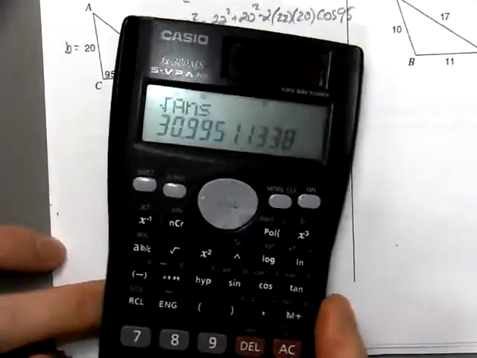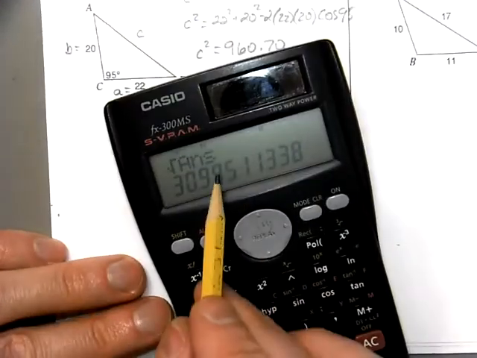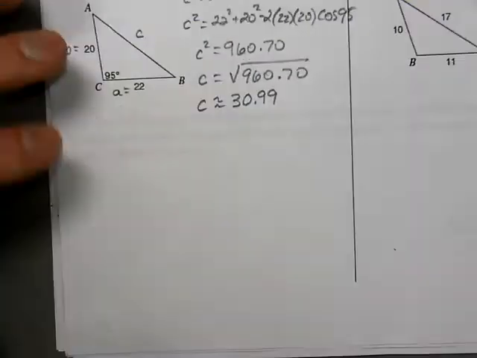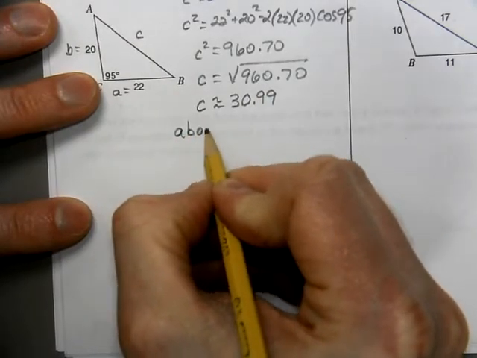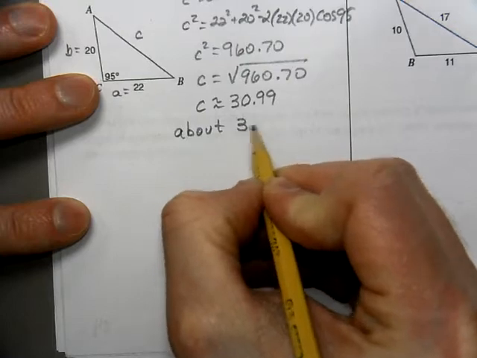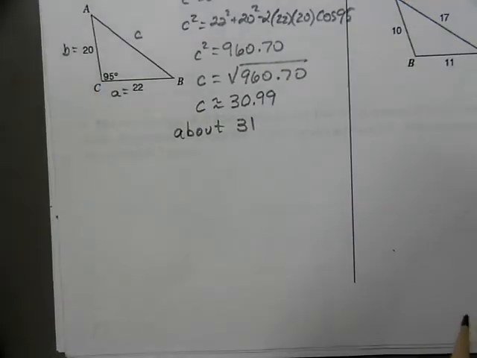And if you look, you'll see that it's 30.99 with a 5. So you could say that it's about 31. That's implying that it's not exactly 31, but it is about 31.